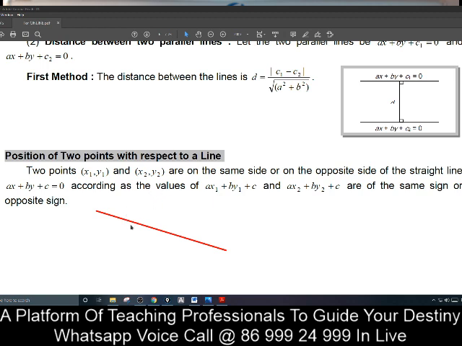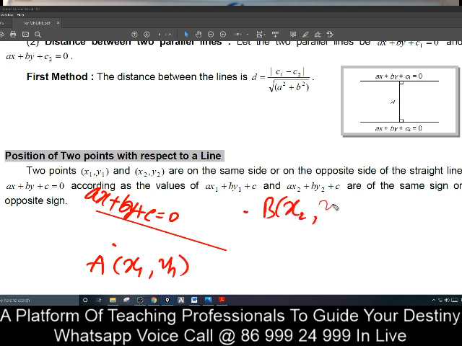And this line is given by ax plus by plus c equals 0. There are two points here. One is x1, y1. The other one is x2, y2. Just for derivation's sake, I have taken the points on either side of the line. And we want to understand whether these two points are lying on the same side of the line or opposite sides of the line. And this is the point of intersection P.